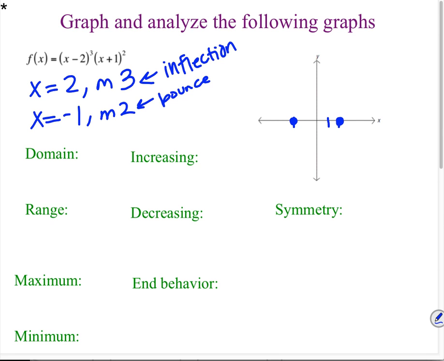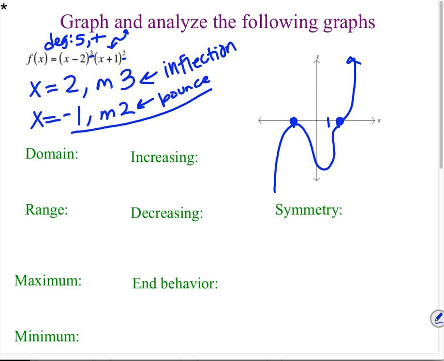I also should look for my end behavior. If I count up the 3 and the 2, that would be a degree 5, which means it's odd, and there's not a negative out in front, so it should be positive. That should be an increasing graph, so it should tentatively look like that. With this negative 1, it's a bounce. I'm going to come up, bounce off that, and then here is a little weird slide through, or inflection. So it slides through that, and that's about what the graph should look like.